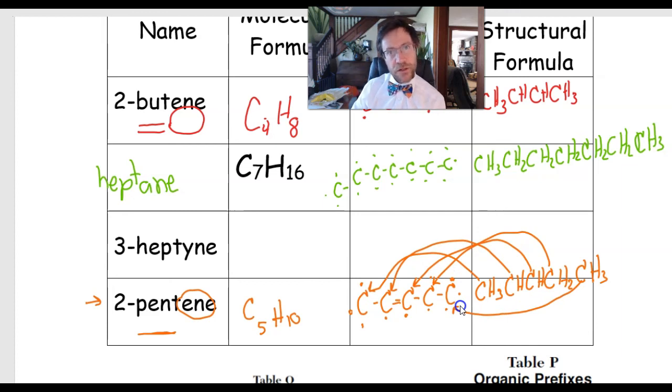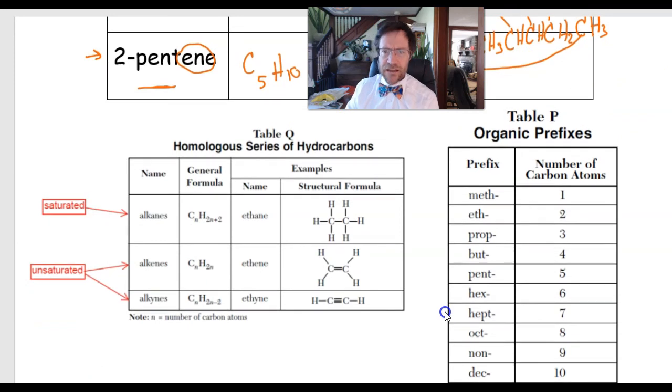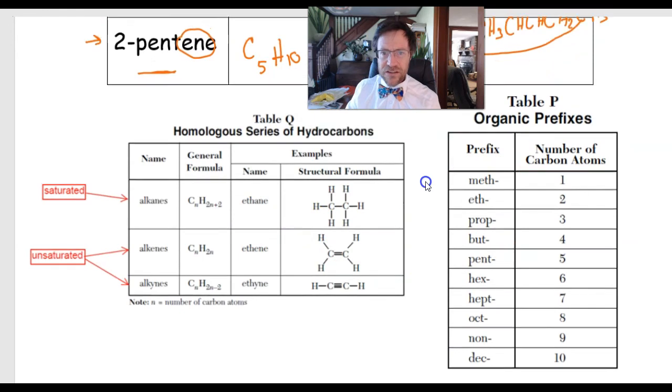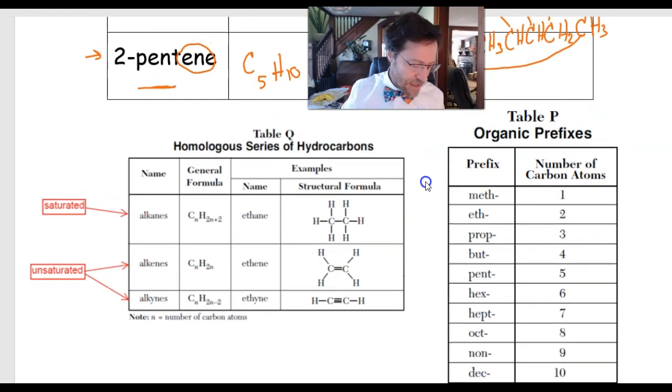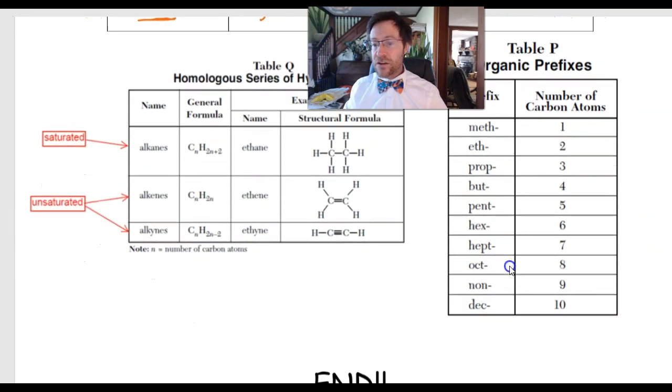Do you feel how this works? I hope you're getting it. And what I really want to say again is don't memorize these things. It's too much to memorize. Who wants to memorize? So just get out your reference table, keep it in front of you. Remember, single bonds are saturated. Double and triple bonds are unsaturated, and these are your prefixes.